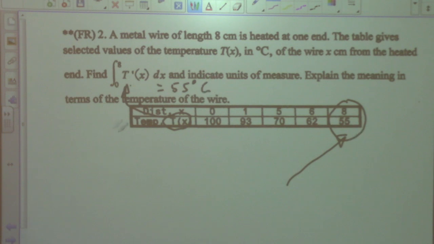And explain the meaning in terms of temperature of the wire. How do you explain that? We talked about P-vang, right? What's the physical thing that happens? How about the temperature is 100 degrees right at 0 and gets less and less and less till at 8 centimeters away, I guess, that's 55 degrees. That's it.